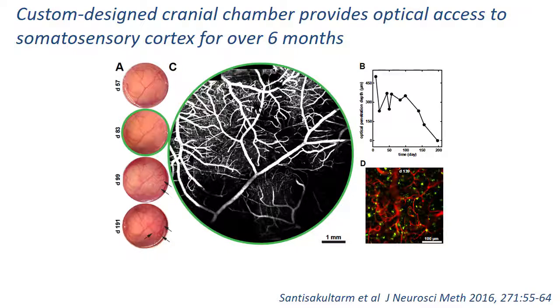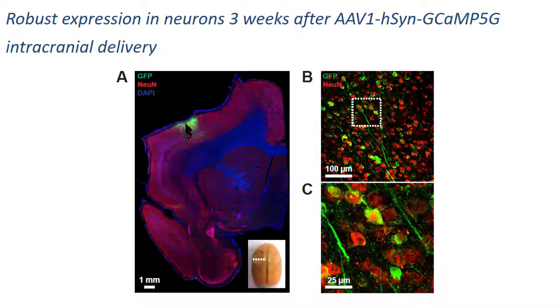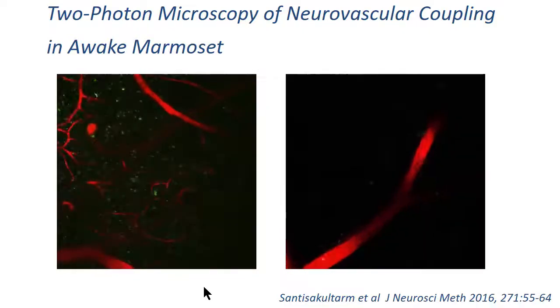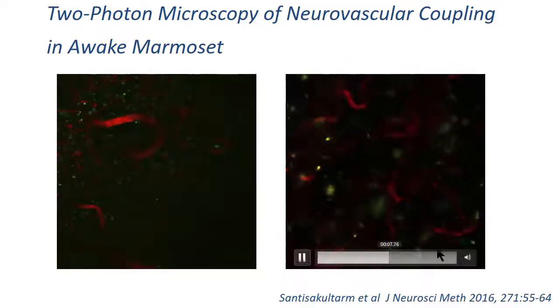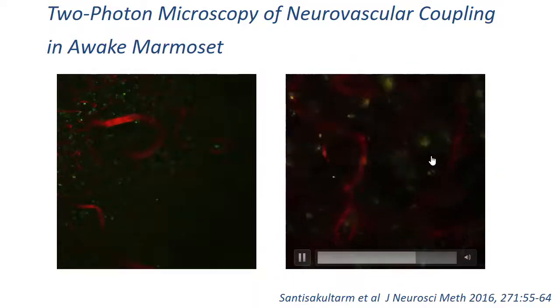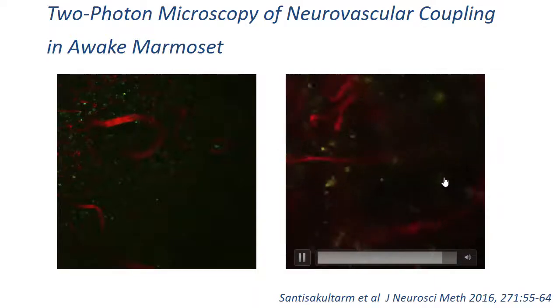And one of the features is that we have a very long stability of the preparations, so we can get more than 6 months before we lose optical clarity because of regrowth of dura in the cranial window. But if you inject the cortex with a virus that expresses the GCaMP molecule, here's the area of coverage, you see post-mortem that the virus works and that the neurons express GCaMP molecules. And then when you do the optical microscopy, you see both blood vessels with an intravascular fluorescent tracer in red, but you also see the neurons flashing in green, indicating their activity.